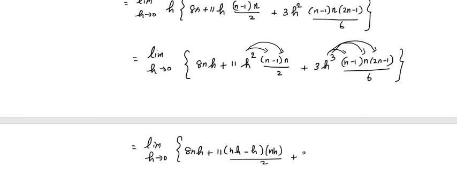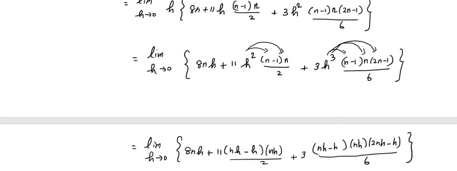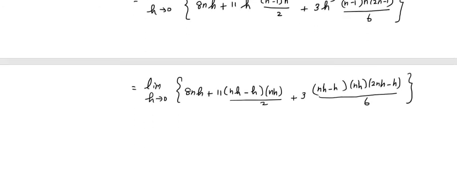Therefore, we will be getting 3. This becomes nh minus h. Here nh. Here 2nh minus h whole divided by 6. Yes, I hope you all can follow this. Understood? Otherwise, you go through the video once again. Whichever step you don't follow, just have a look again, you'll understand easily.